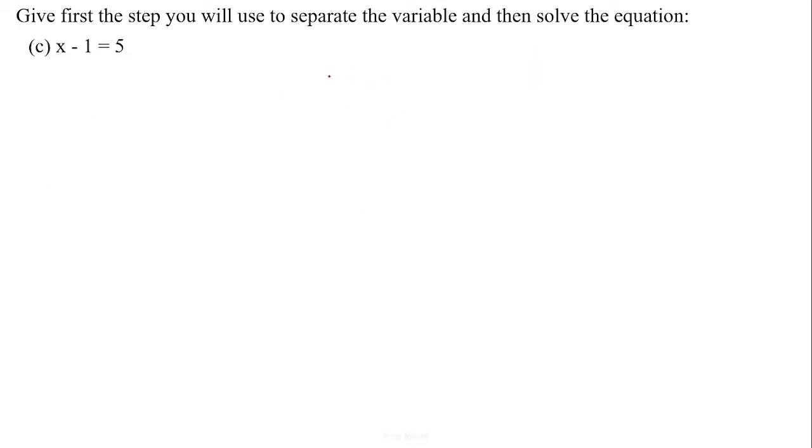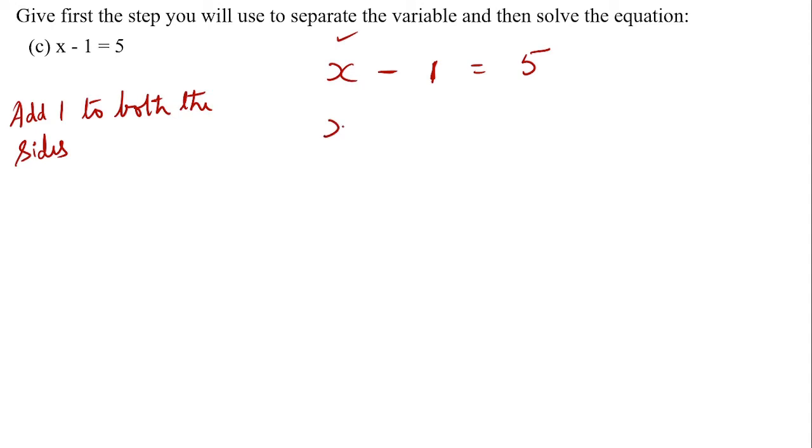Okay. So here in this problem, x minus 1 is equal to 5 is given. So what you need to do? Minus 1 is there. On the left hand side, you have the unknown quantity x, and minus 1 is there. So what you have to do? Add 1 to both the sides of the equation. So this will be x minus 1 plus 1 is equal to 5 plus 1. So minus 1 plus 1 gets cancelled. So x is equal to 5 plus 1, which is 6.